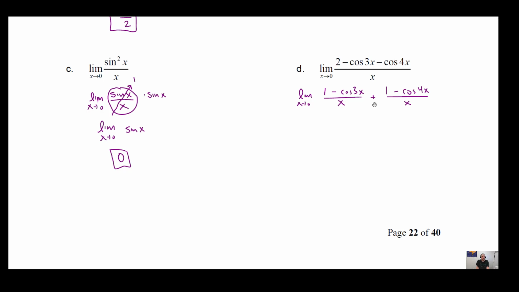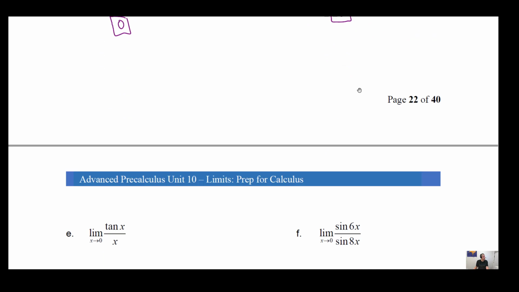Then I have a 1 plus a 1 is a 2, and then the two cosines being subtracted. Now this almost works, but we need the arguments to be the same. So I need a 3 down here, so I'll throw a 3 on the top. And I need a 4 down here, so I'll throw a 4 on the top. And now I can do special trig limit number 2. This part becomes 0. This part becomes 0. I'm seeing a 3 times a 0 plus a 4 times a 0. No need for a limit because I'm now done with the limit. Final answer is 0.